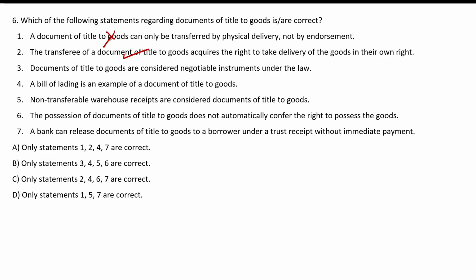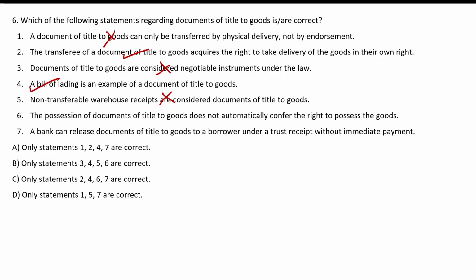Documents of title to goods are considered negotiable instruments under law. So they are not negotiable instruments; they are quasi-negotiable instruments. So this is not correct. Bill of lading is an example of document of title to goods. Yes. Non-transferable warehouse receipts are considered documents of title to goods. No, this is not correct. Non-transferable receipts are not documents of title to goods.